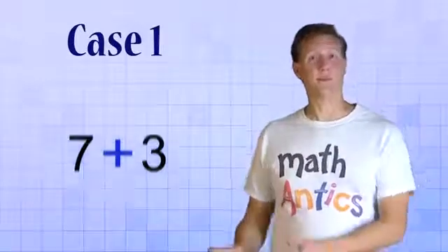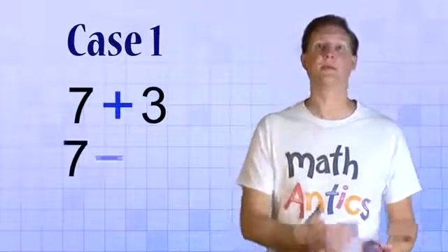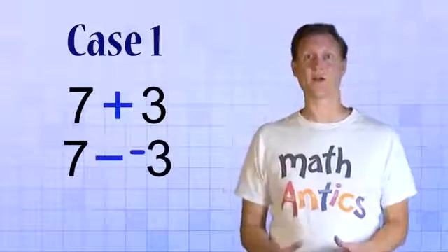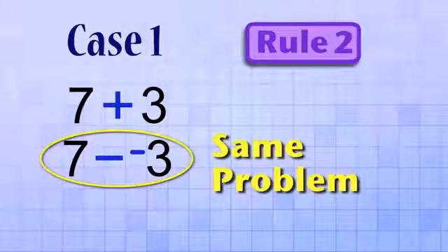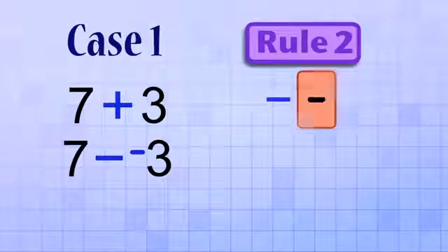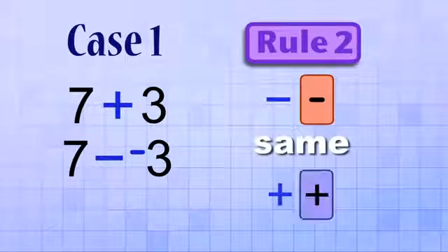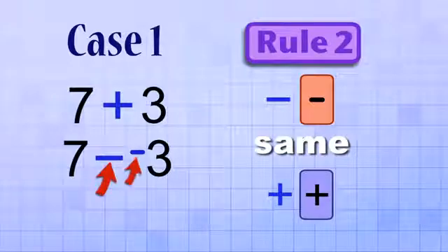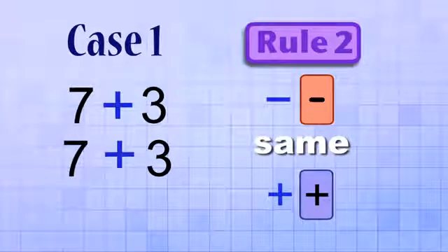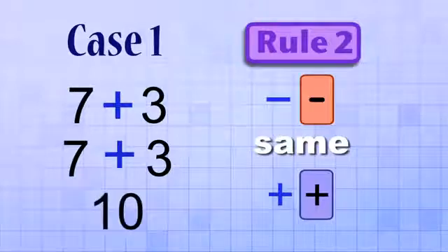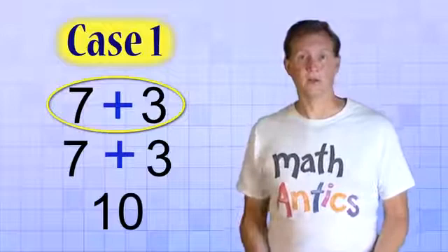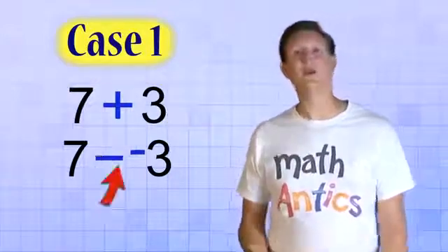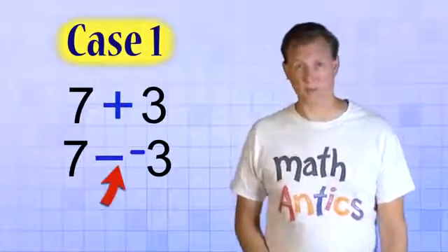But what if instead of 7 plus 3, you're given the problem 7 minus negative 3? That seems a lot harder, right? Well, if you remember rule number 2, it's not harder at all. In fact, it's exactly the same problem, because rule number 2 says subtracting a negative is the same as adding a positive. We can change the minus negative 3 into plus 3, and we get the same answer, positive 10. So case 1 is just addition like you're used to doing. But now that we have negative numbers, there's a new way that it could be written that you need to be on the lookout for.